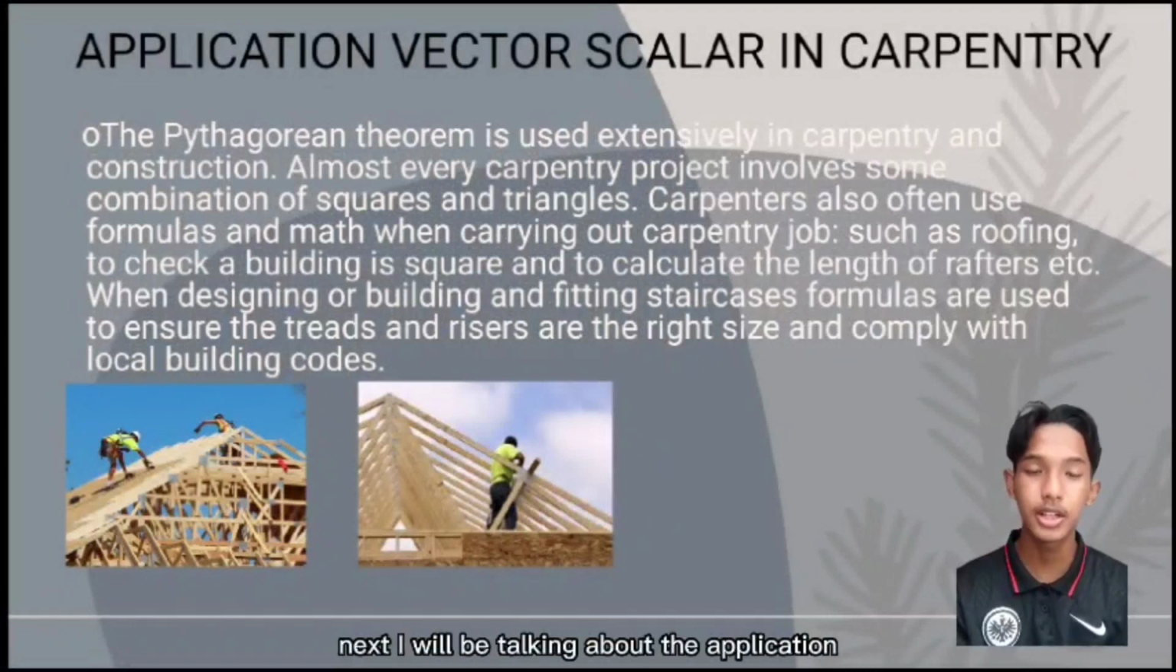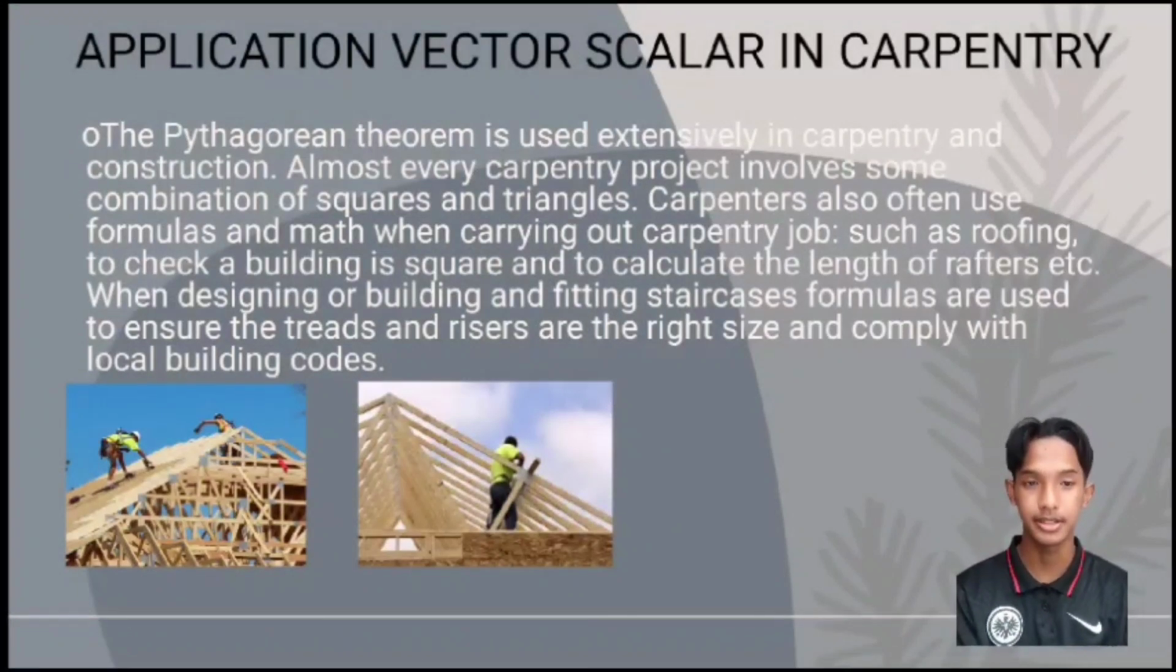Next, I will be talking about the application of vector and scalar in carpentry. The Pythagoras theorem is used extensively in carpentry and construction. Almost every carpentry project involves some combination of squares and triangles. Carpenters also often use formulas and math when carrying out carpentry jobs such as roofing, to check a building is square, and to calculate the length of rafters and so on. When designing or building and fitting staircases, formulas are used to ensure the treads and rises are the right size and comply with local building codes.